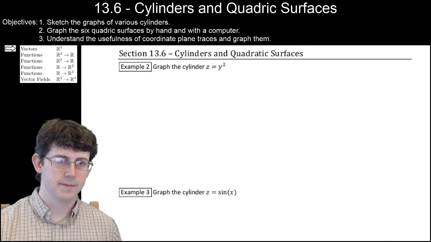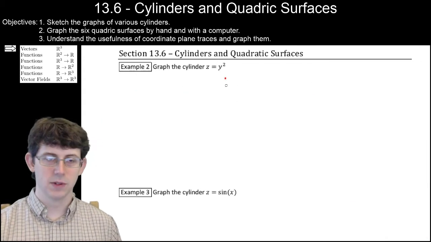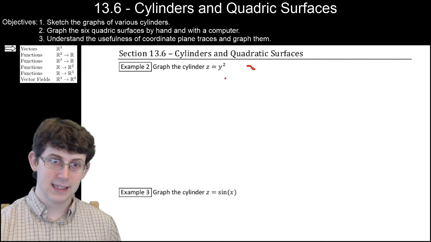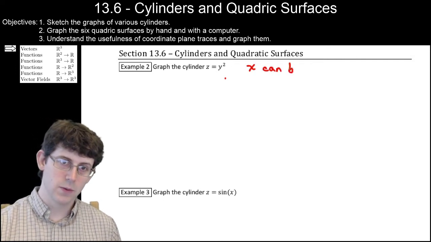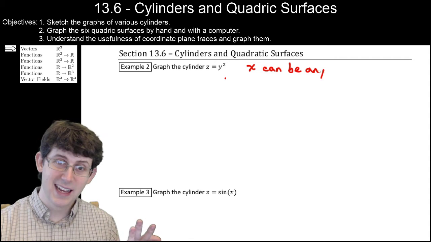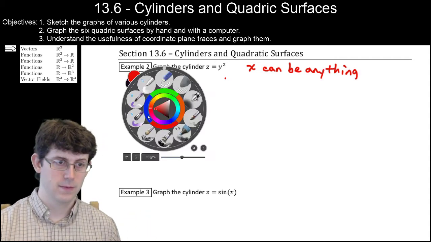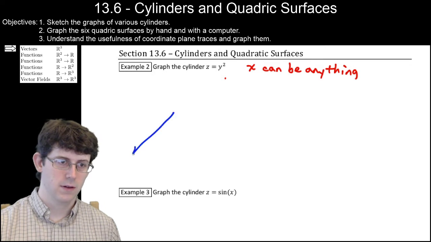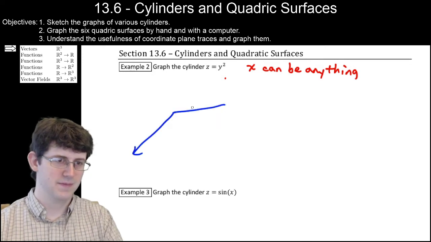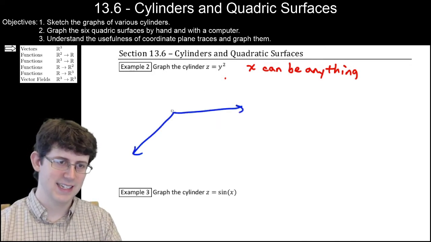Do something else. Here's z equals y squared. Here, x can be anything. So what we'll do, since x can be anything, I'll say, well, for now, x will be 0. Draw my axes.